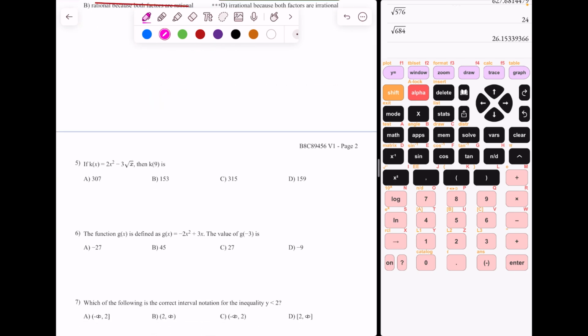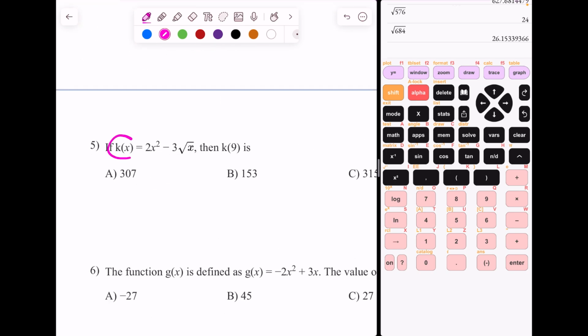If k of x equals this, then k of 9 is, meaning they want us to replace x with 9. Again, on the school calculator, you can just type in that x equals 9. But here on my calculator, since I'm having a problem, I'm just going to substitute in that x is 9, which gets me 153. All I did is anywhere I saw x, I put parentheses 9.